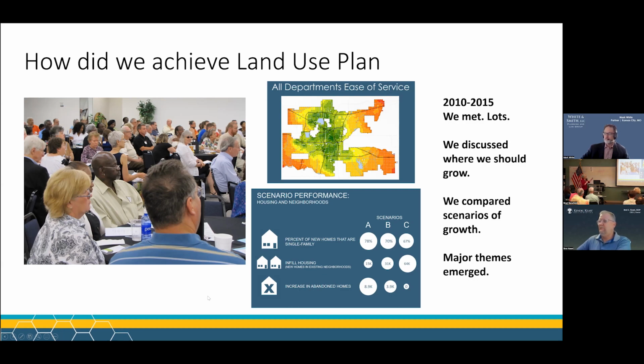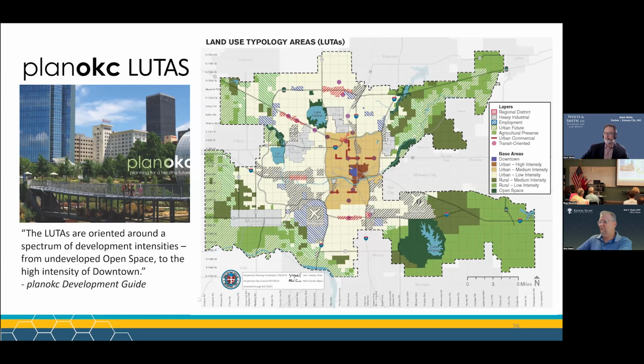And so the result, next slide, was these land use typology areas. So this map is, I told Marilyn I would make this point because she said, I have to make sure you leave with this understanding. The LUDA map has lots of colors, and it looks like it's designating certain areas for certain things, and it is, but this is not the zoning map.